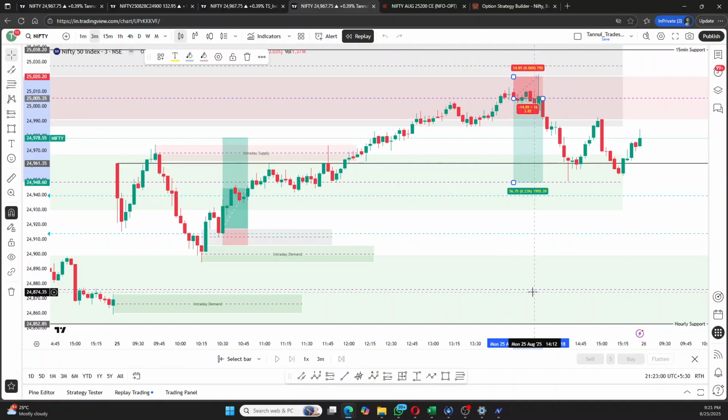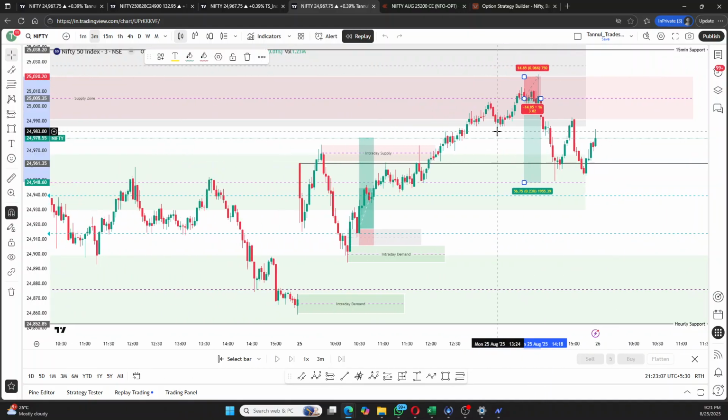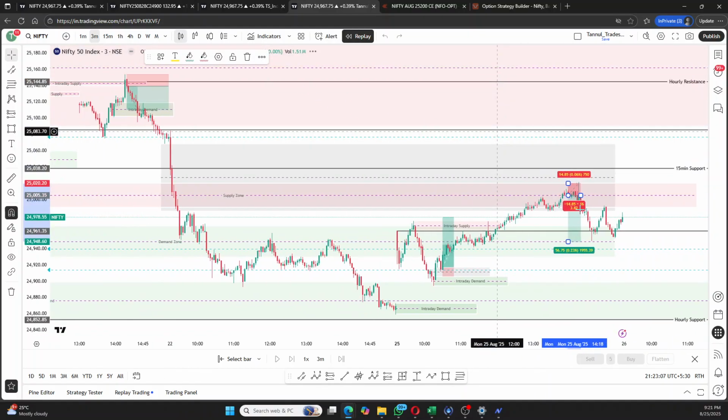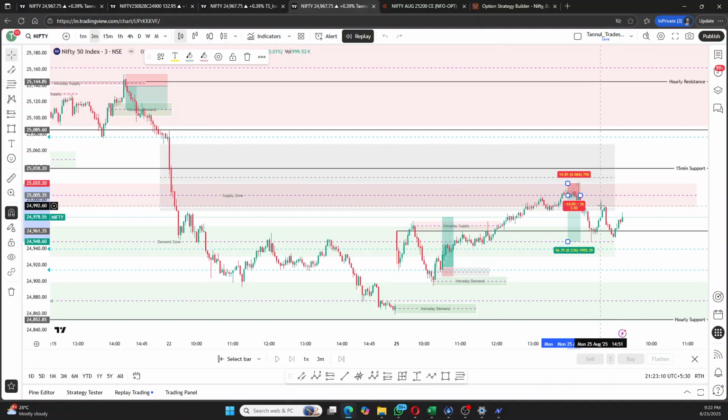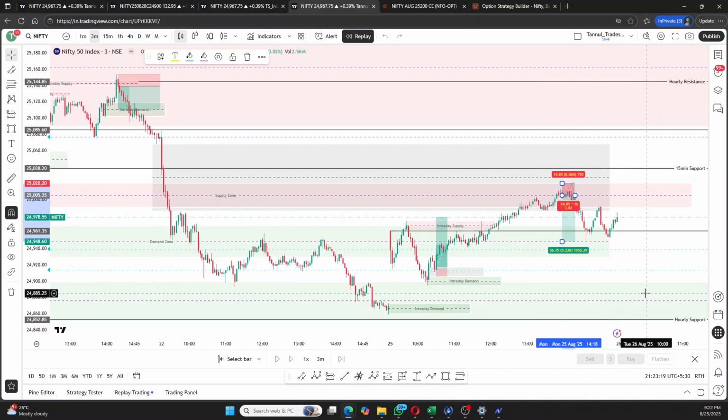We'll discuss the view for tomorrow in the next video, and we will see how this supply zone holds its relevance, if at all. Is there a higher high in the making, or can we look for a reversal? Is this the lower high to bet on the lower side?